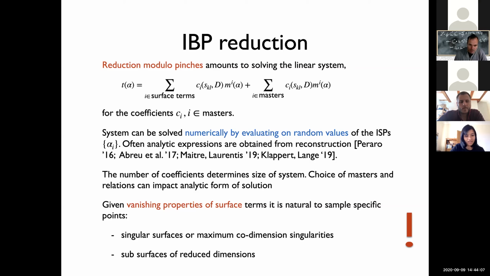And of course, what determines how easy it is to solve this equation is the number of surface terms, or also the number of values of alpha that you have to insert. So what you can do now is remember that the surface terms vanish at particular places, and you can sample these kinds of locations. By this, you reduce the linear system, and you can simplify these computations.